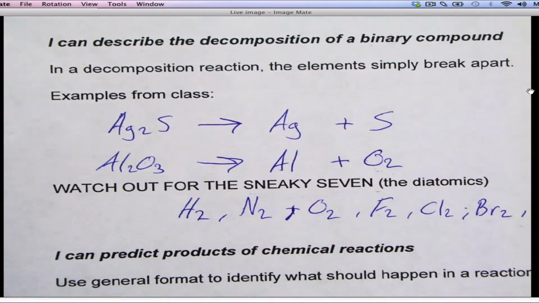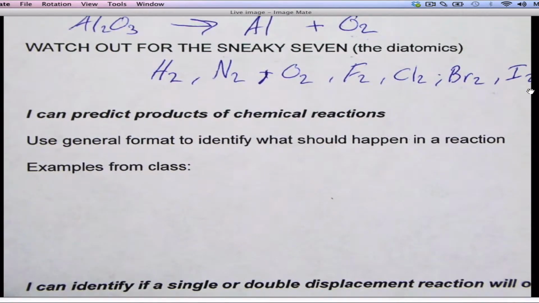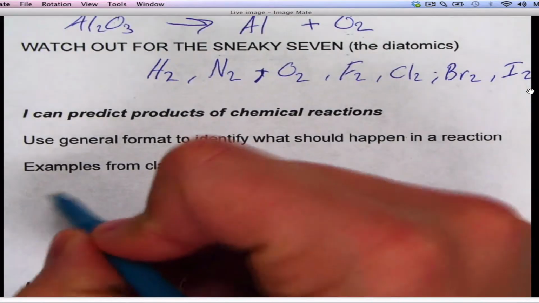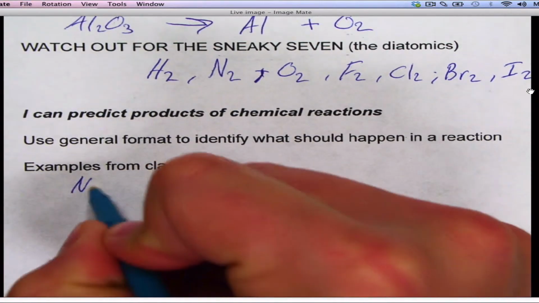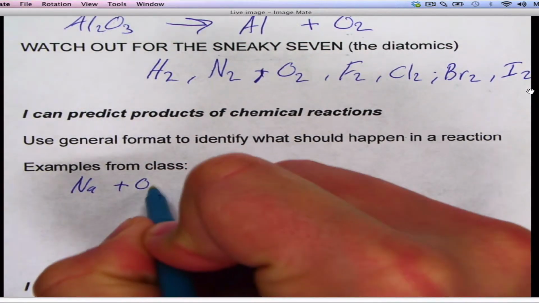All right, so let's move on to the next one. I can predict products of a chemical reaction. All right, so if you use the format that we used in class, you should be able to tell what type of reactions it's gonna be. So let's do an example of each. Let's say I give you this.